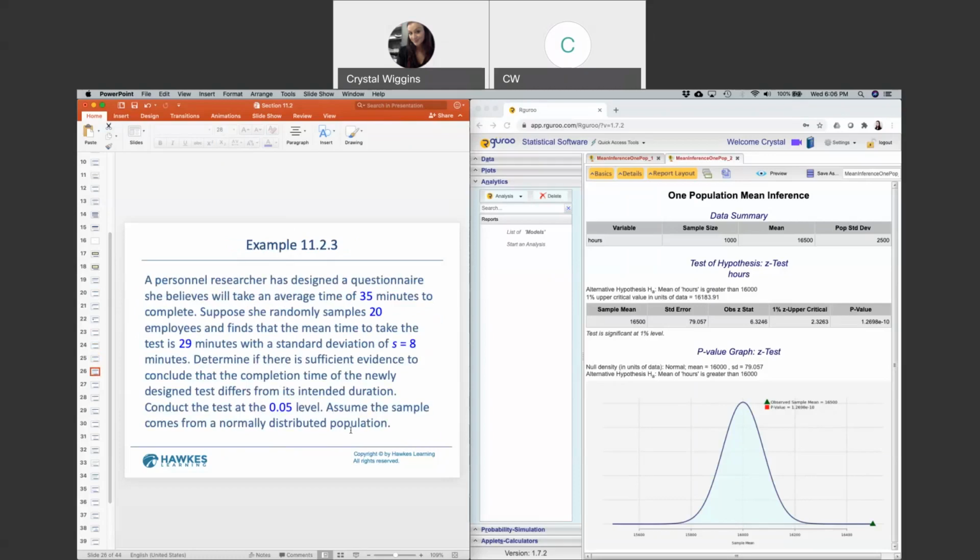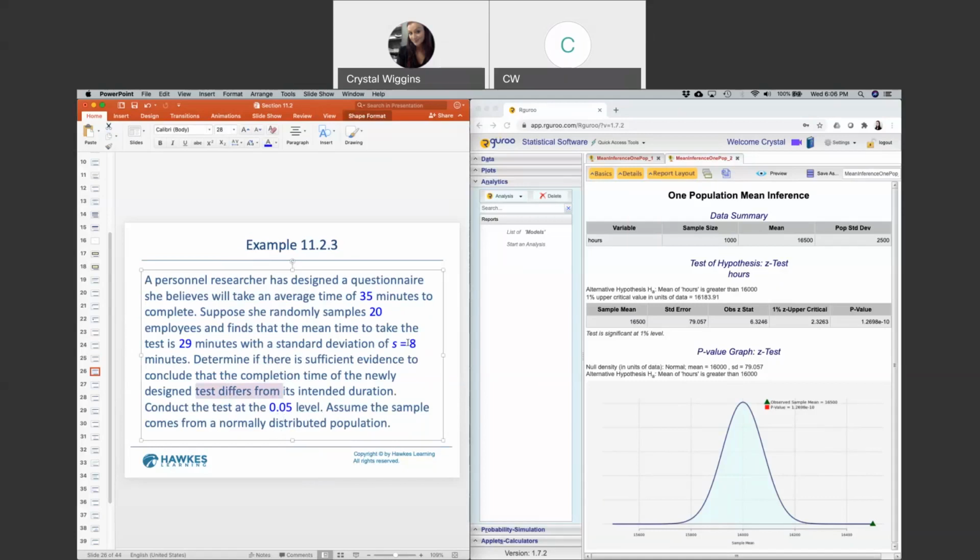Next example. A personnel researcher has designed a questionnaire she believes will take an average time of 35 minutes to complete. Suppose she randomly samples 20 employees and finds that the mean time to take the test is 29 minutes, with a standard deviation of 8 minutes. Determine if there is sufficient evidence to conclude that the completion of the newly designed test differs from its intended duration. Conduct the test at a 0.05 level. Assume the sample comes from a normally distributed population.